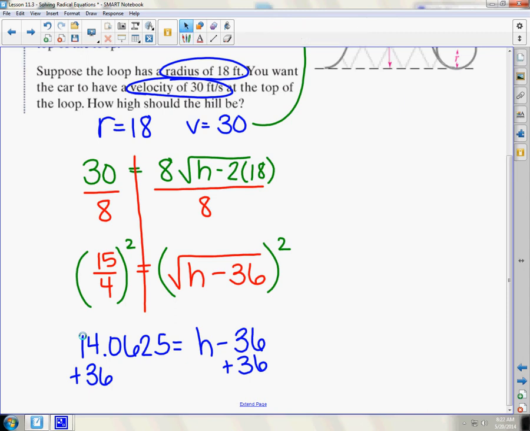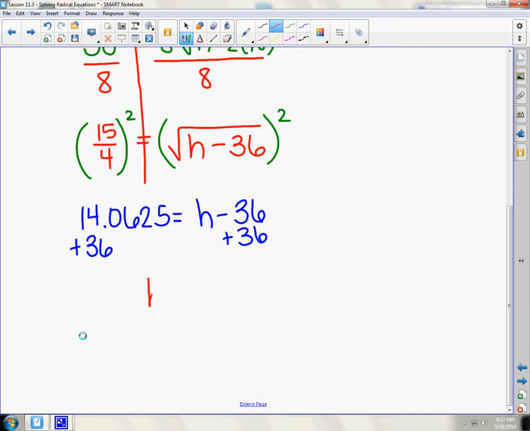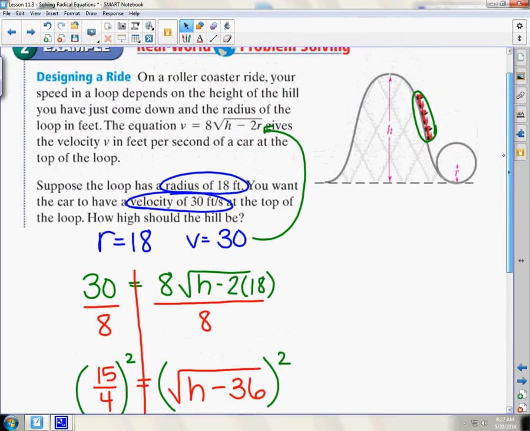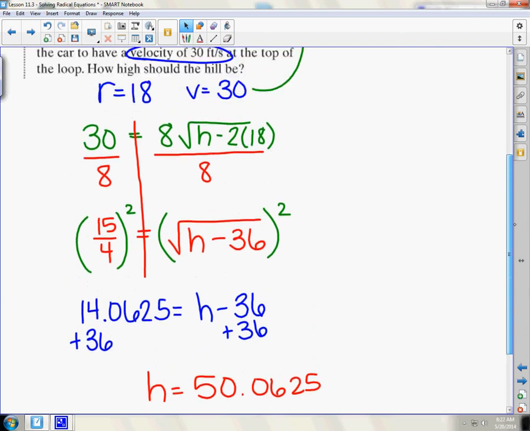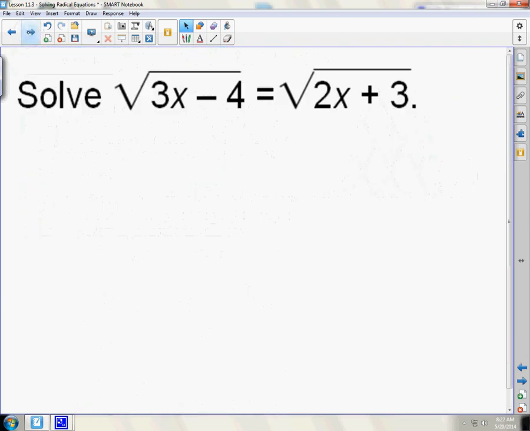And I get for an answer, my height needs to be about 50.0625 feet. Or you can say a little bit more than 50. So you're just plugging the numbers in and solving the equation. Make sure you know how to do that.